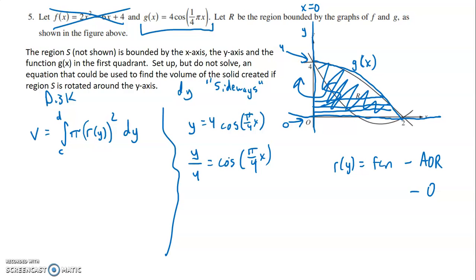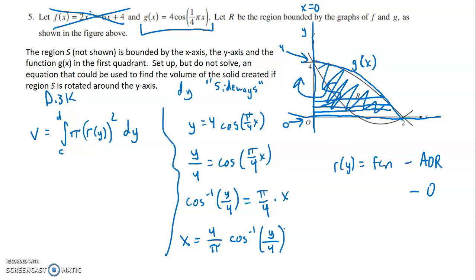And then to get rid of cosine, we're going to use the inverse cosine or arc cosine. So cosine inverse of y divided by 4 is equal to pi over 4 times x. And then to get x by itself, I just need to multiply both sides by the reciprocal. So we're going to get x is 4 over pi cosine inverse of y divided by 4.